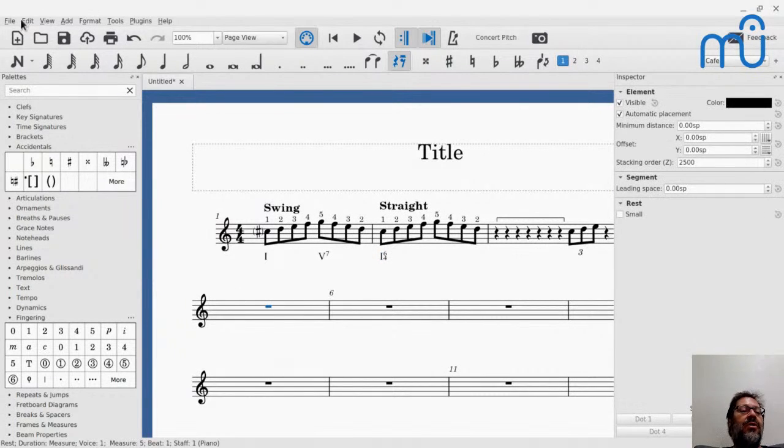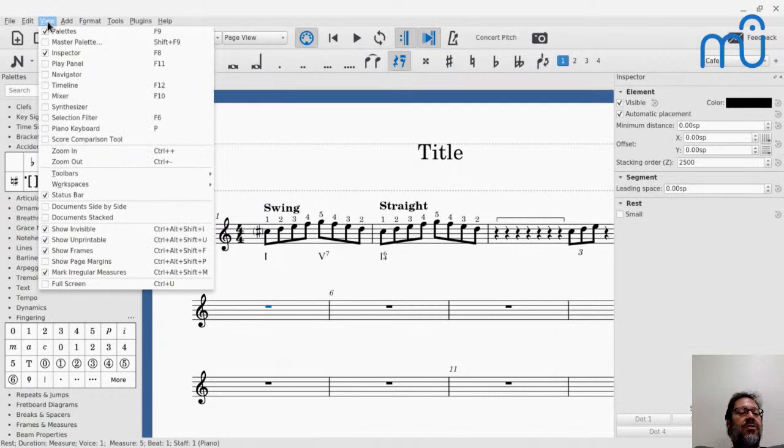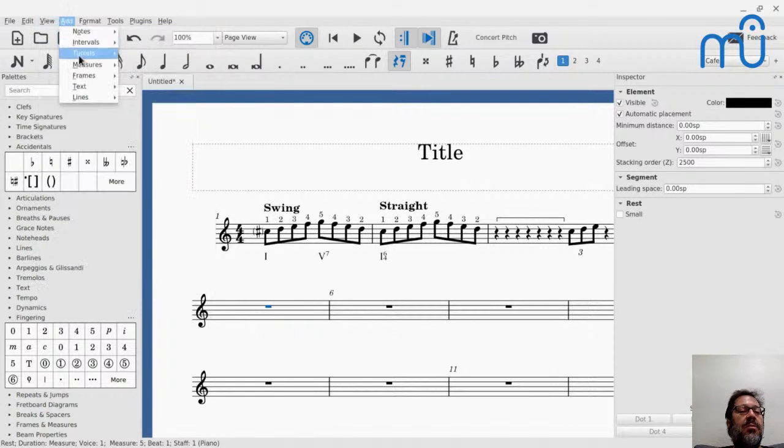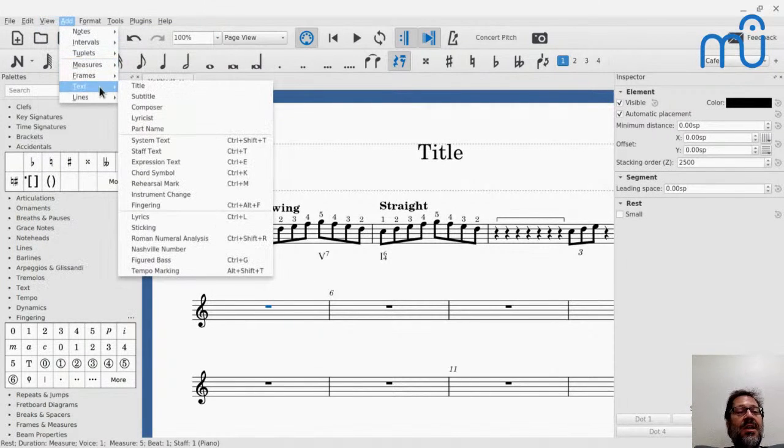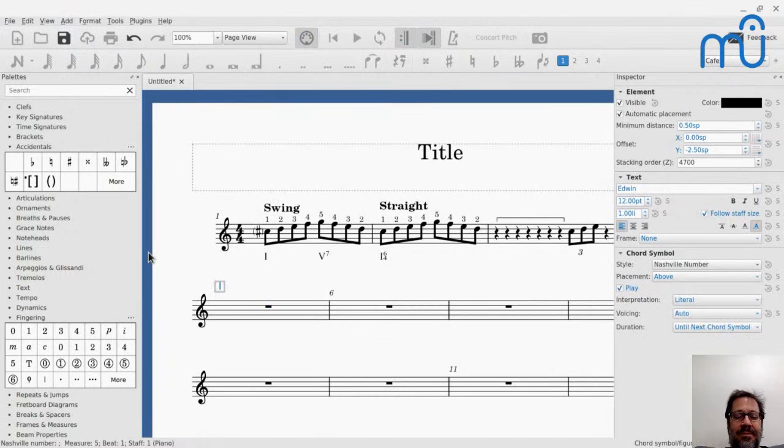There's also Nashville Numbers, which is another system of numbering chords that some people use in Nashville, especially. I only know one person who actually uses them. Michael Olson, you around? I think you're the person who introduced me to that.